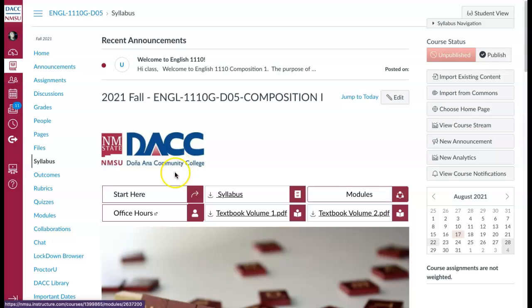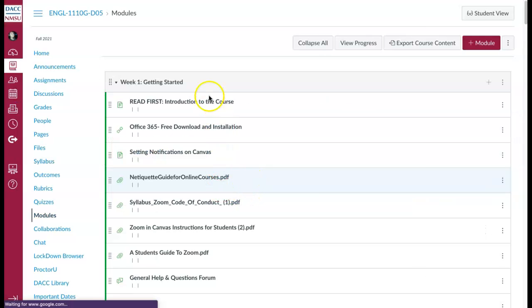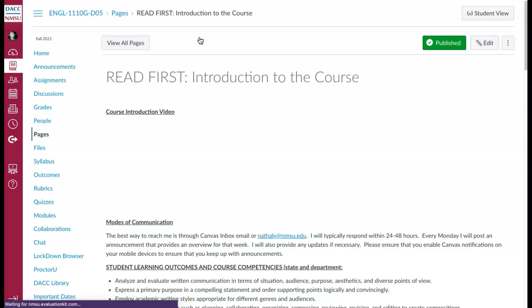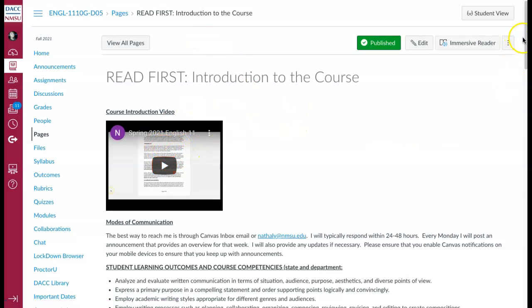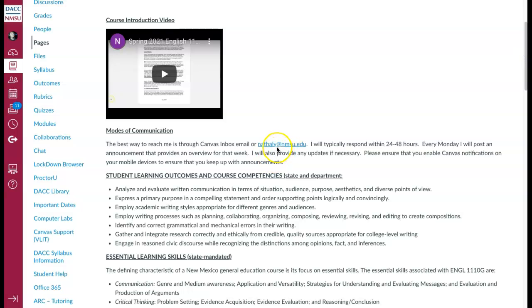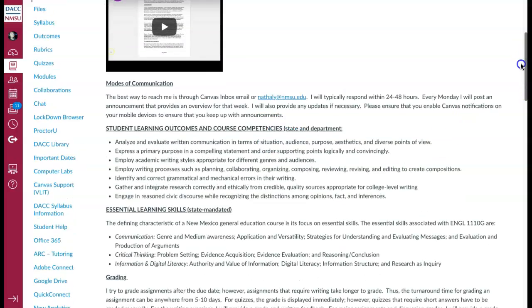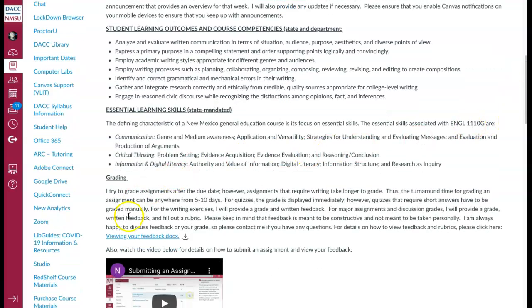So let's go back to our home and look at that first introductory page. If we click on it, you will find this video. You will also find my other email, which is natalie@nmsu.edu. However, like I said, the best way to contact me is through the Canvas inbox right here. It typically takes me about 24 to 48 hours to reply to you. If I haven't replied within 24 to 48 hours of regular business days, then go ahead and email me again, because maybe I didn't receive your email. If it's over the weekend, it might take me a little bit longer because I don't check my email on the weekends. Also, when it comes to grading, it typically takes me about 5 to 10 days.